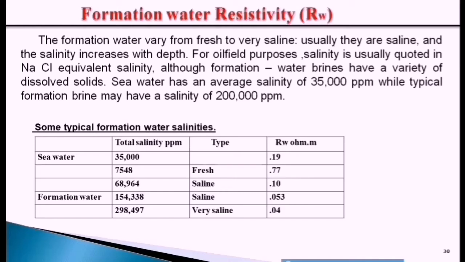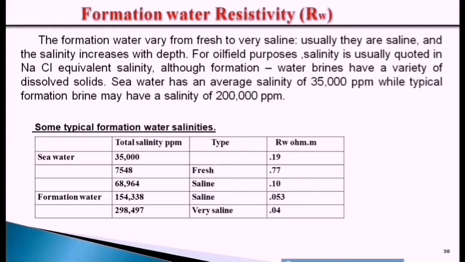So in this table, we will see some formation water salinity. For seawater, we have a range of total salinity, and for the formation water also, we have a range of salinity from saline to very saline, and we have the equivalent RW. Because as we know, if we have the salinity and we know the temperature, then we can calculate the RW. So we have a relation in the coming slide. We can see the relation between salinity, temperature, and RW. So if we know the salinity and the temperature of the formation, we will easily get RW of the formation, because we need RW to calculate the water saturation.